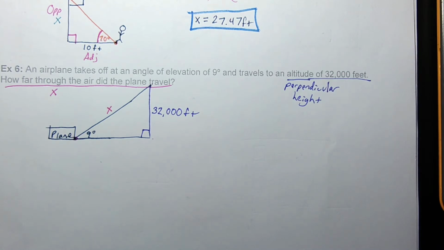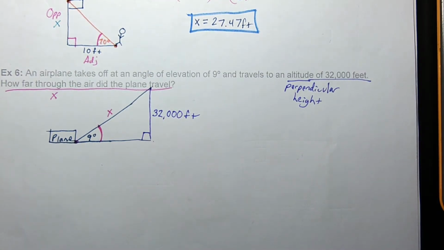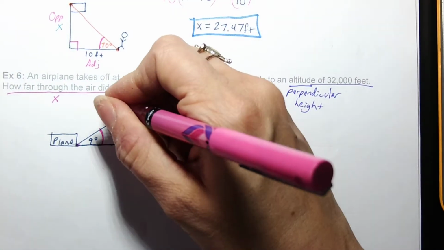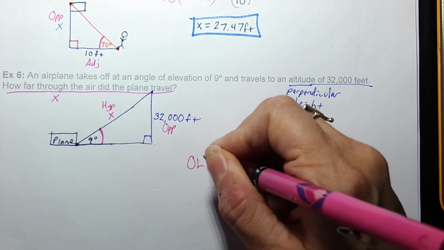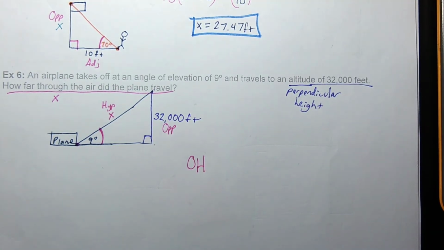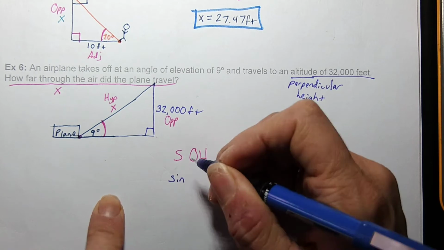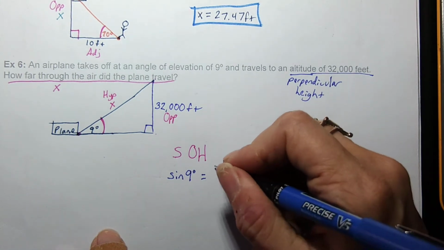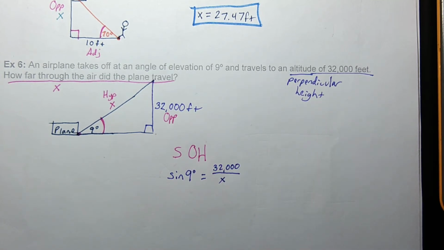So now to solve for x, we start with the angle. We've got an angle of 9 degrees. What is 32,000 relative to 9 degrees? Opposite, adjacent, or hypotenuse? Opposite. And what about x? That's going to be our hypotenuse. So we have O and H. Is that SOH, CAH, or TOA? SOH. So that means we are going to use our sine function. So sine of the angle, 9 degrees, is equal to opposite over hypotenuse. So opposite 32,000 over hypotenuse.